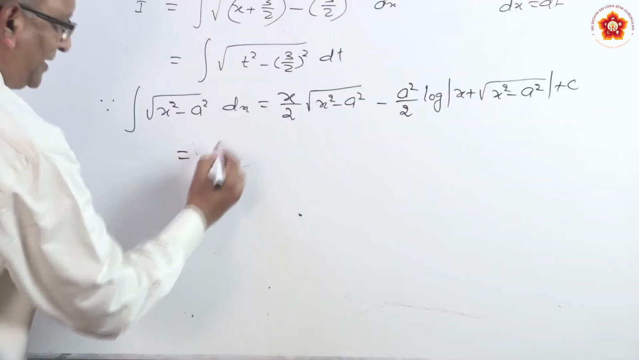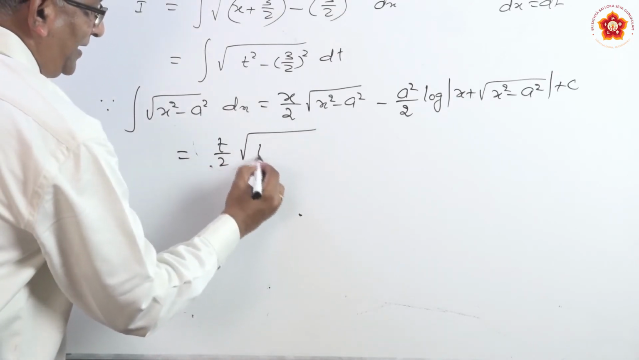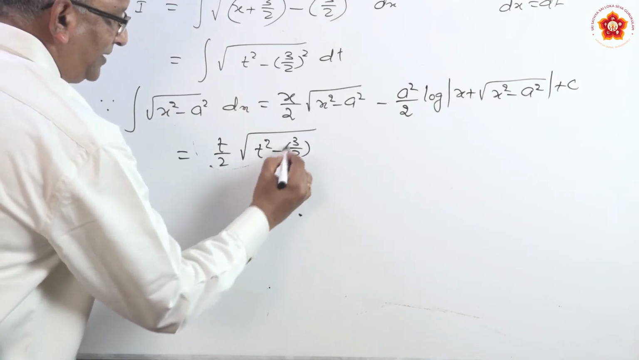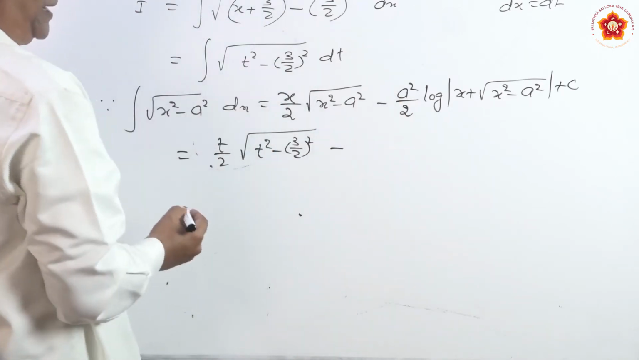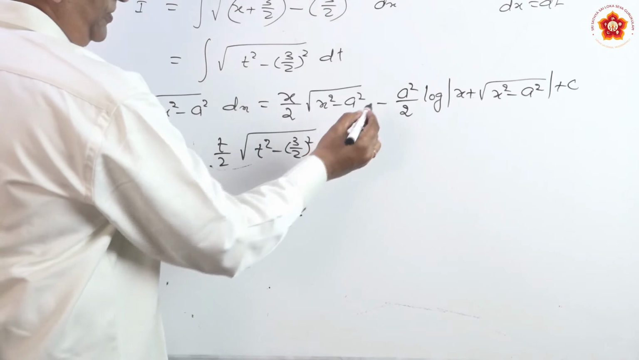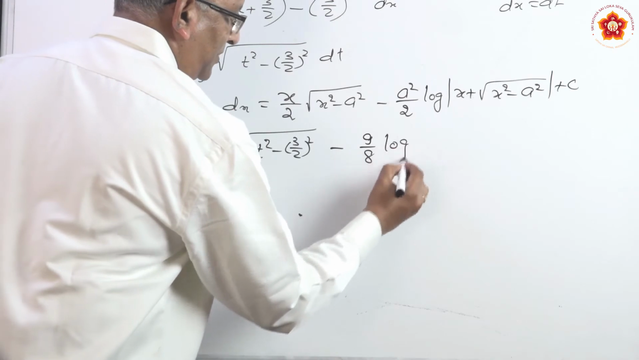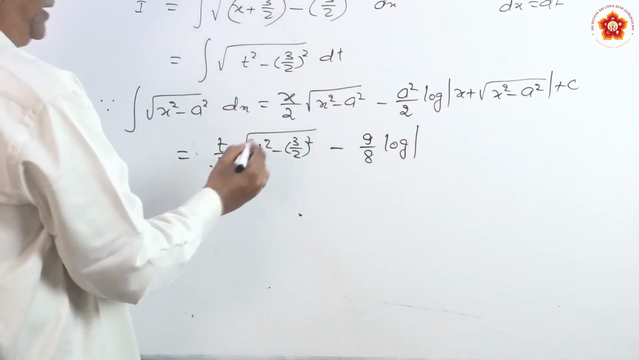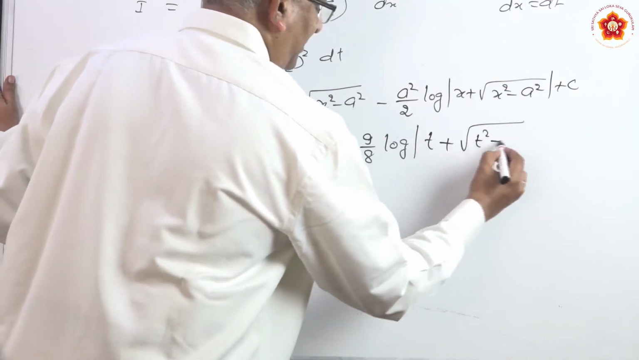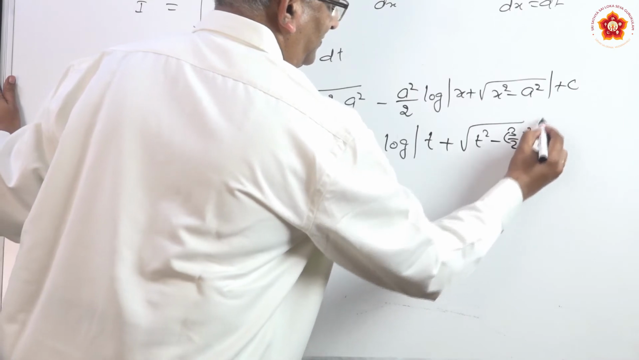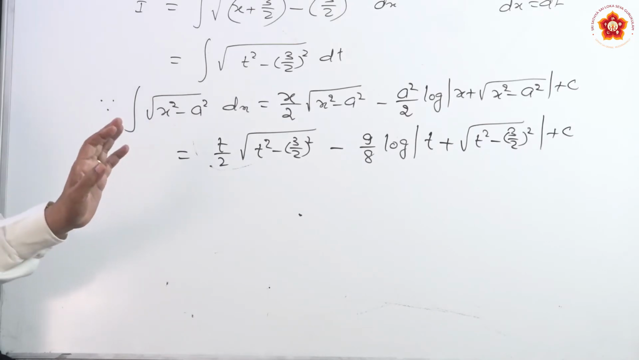So, it will become t by 2 under root of t square minus 3 by 2 square, minus a square. What is a? It is 3 by 2. A square, 9 by 4, and in the denominator 2 is there. It will become 9 by 8 log x. In place of x we have to write t plus under root of t square minus 3 by 2 whole square plus c. This is the answer, but this particular answer is in terms of t.